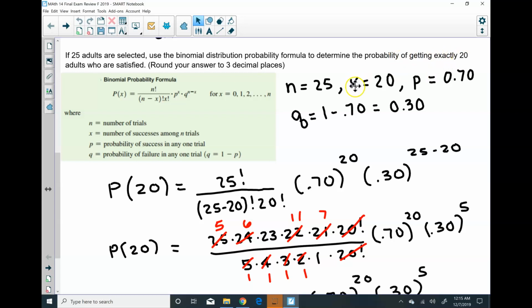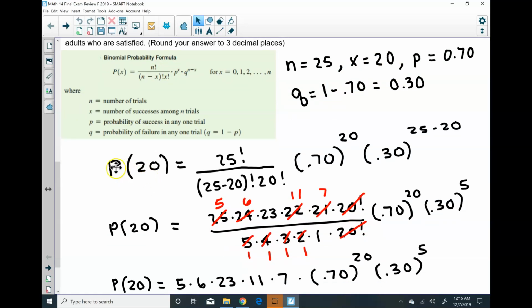So therefore, x is going to equal 20. And then in the question, we know that the probability of success is 70%, and the complement, 1 minus 0.70, is 0.30. So now we have all the given information to plug into this formula. Now using this formula, we're finding the probability of exactly 20.